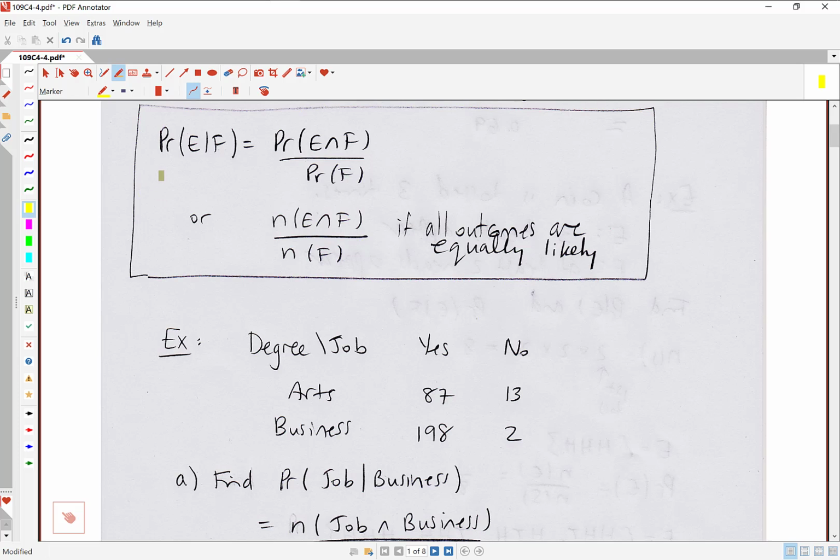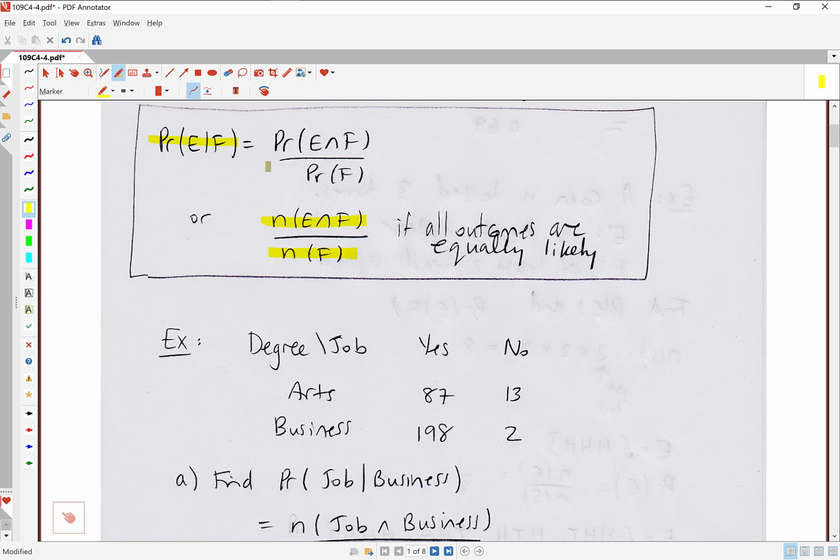So here are two formulas for calculating the probability of E given F. First way to do it is to take the probability of E and F and divide by probability of F. That's our first formula. Second way to do it, you can do the exact same thing, but with numbers of elements instead of probabilities. So you could go number of elements in E intersect F divided by number of elements in F. And the second formula here is valid if all outcomes are equally likely, which is always true unless otherwise specified in a problem.